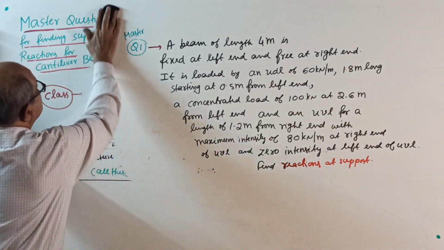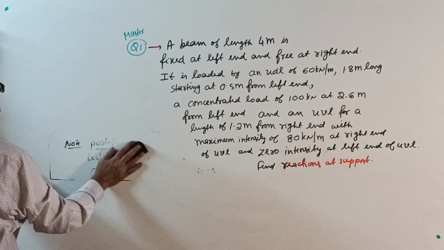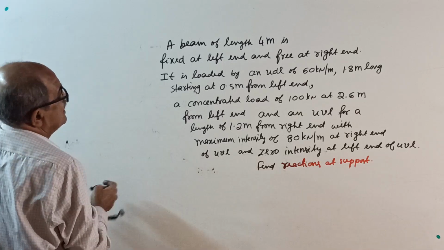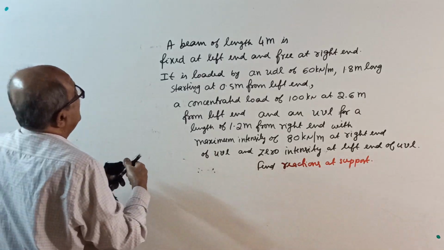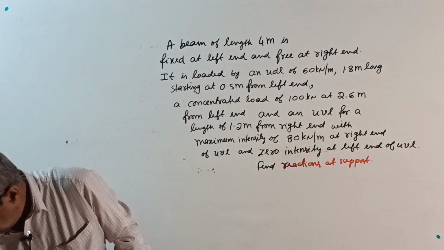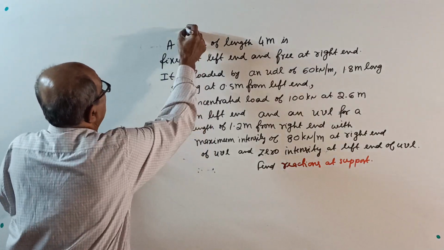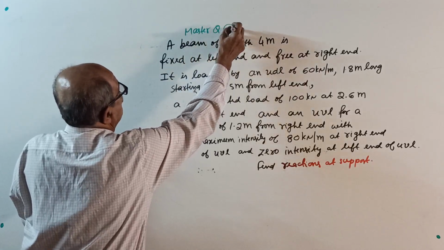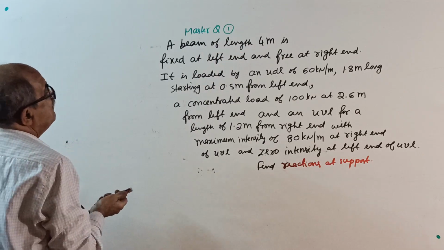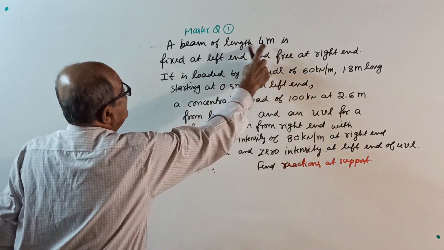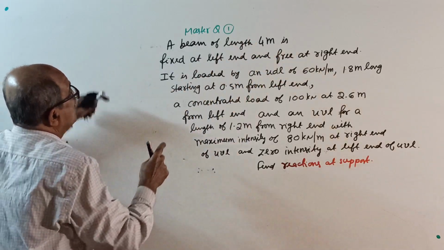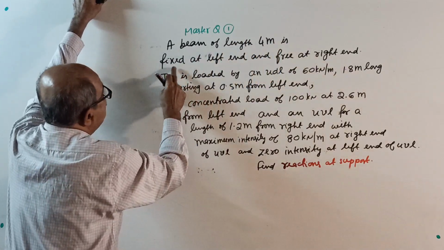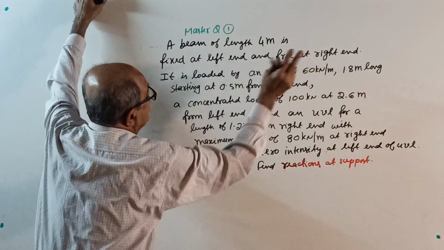Okay, now, master question 1. Even this space also I require. So you can write here. Now color change is no problem. I already told. This is master question 1. Okay. See there. A beam of length 4 meter. I have not told 'is of', because of grammar problem. A beam of length 4 meter is fixed at left end and free at the right end.